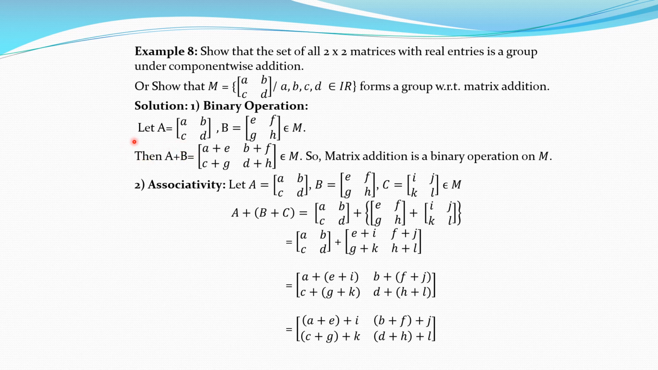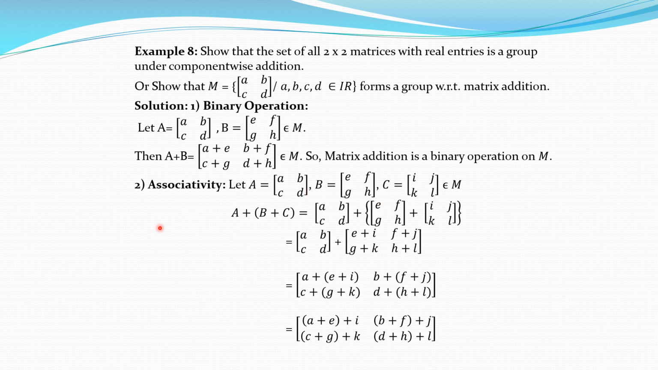As all are real numbers and addition of real numbers is again a real number, we get this is a 2 by 2 matrix with real entries and hence it is a member of M. So we can say that matrix addition is a binary operation on M. Now to prove associativity, we consider A, B, C as three matrices from M.